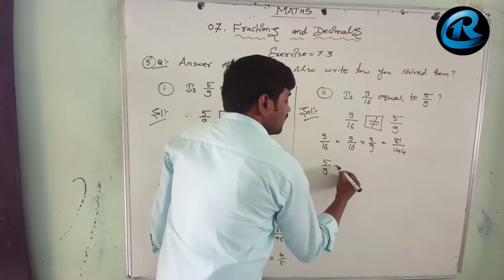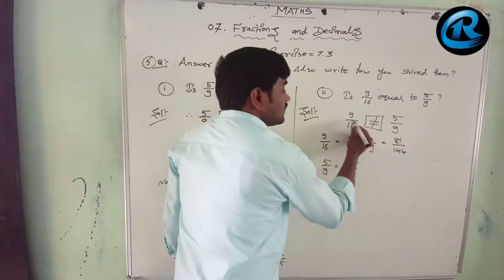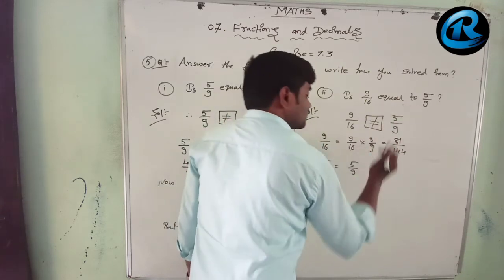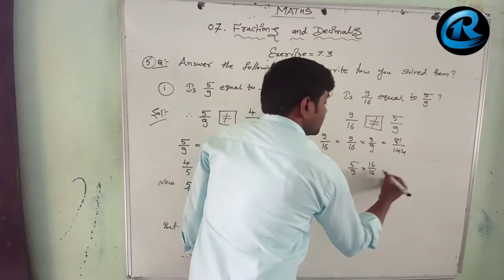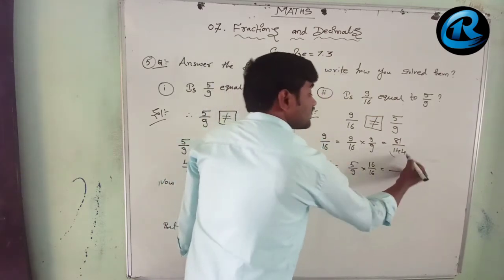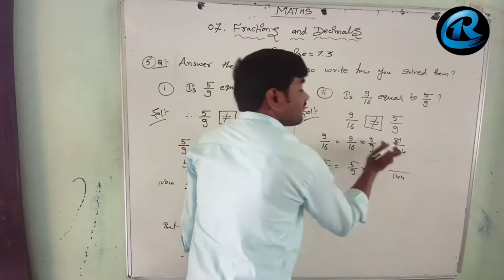This 5 by 9 is equal to, if 5 by 9 is this, 16 will multiply to the numerator and denominator. If first denominator is second fraction multiply to that. This will be increased 16 number of times. Why we have to increase 16 number of times? To get the same denominator 144.